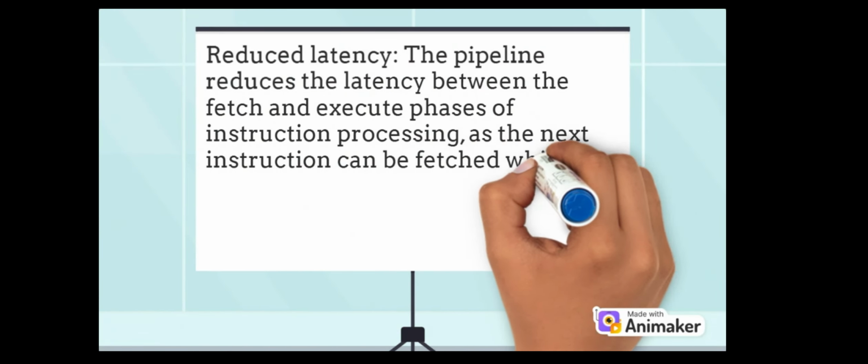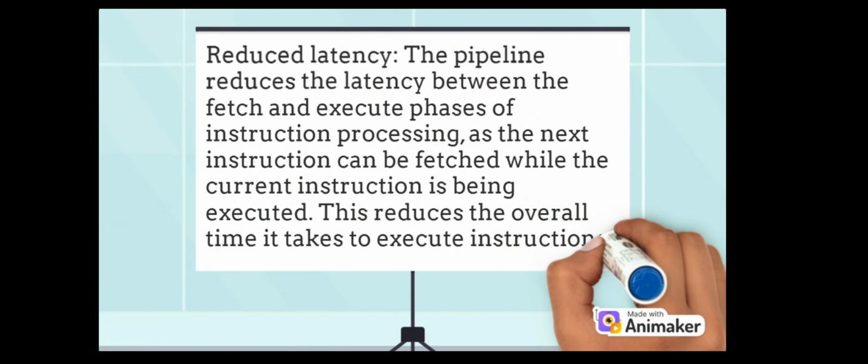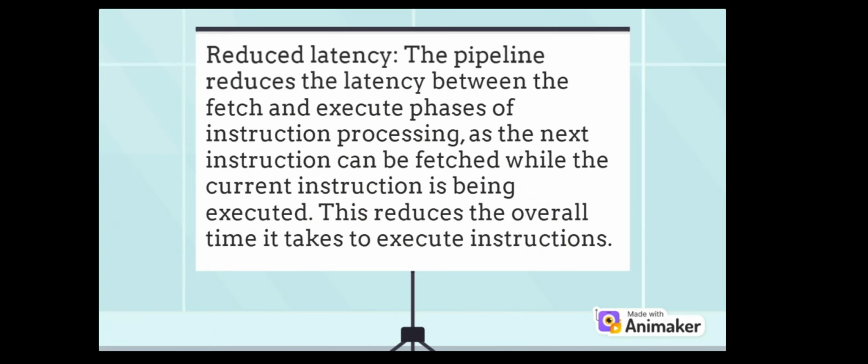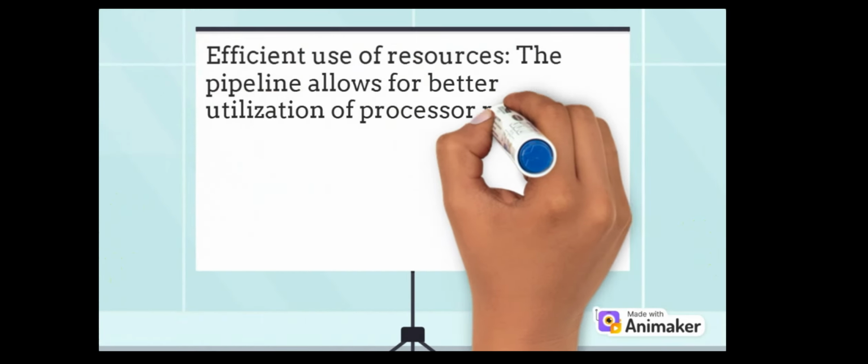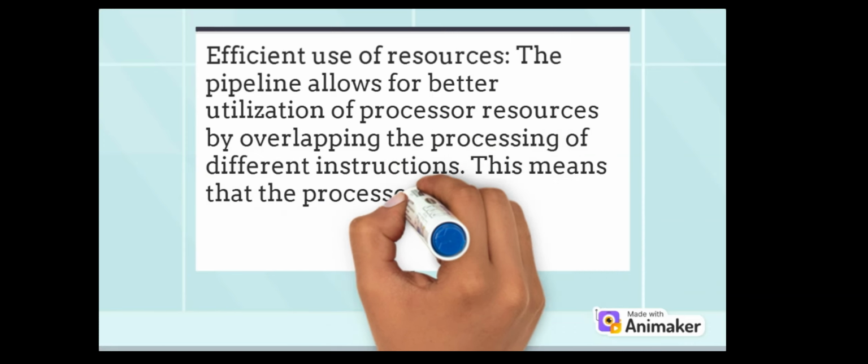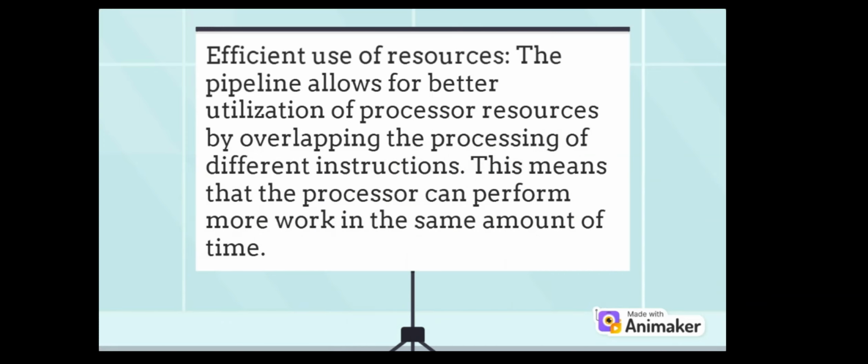The pipeline reduces the latency between the fetch and execute phases of instruction processing, as the next instruction can be fetched while the current instruction is being executed. This reduces the overall time it takes to execute the instructions. Third, efficient use of resources. The pipeline allows for better utilization of processor resources by overlapping the processing of different instructions. This means that the processor can perform more work in the same amount of time.